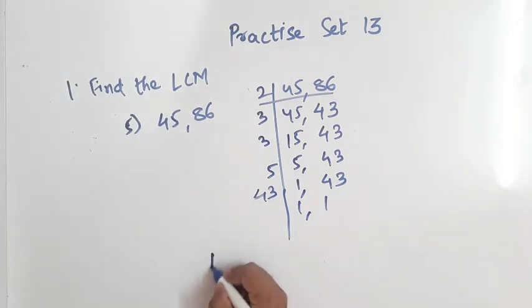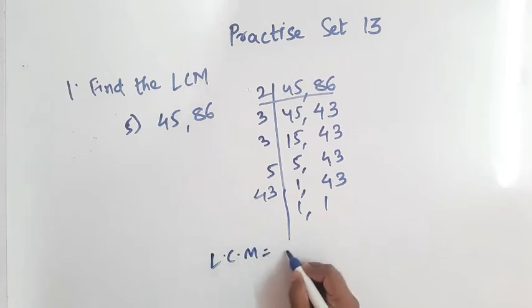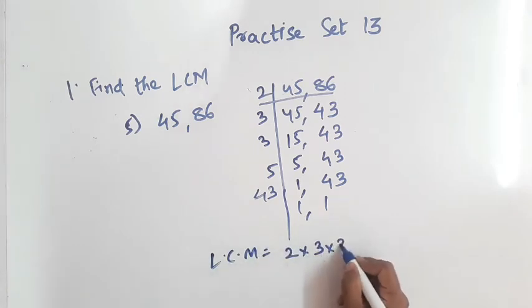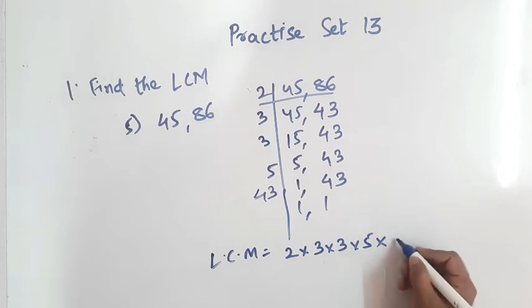Okay, so our LCM is 2 into 3 into 3 into 5 into 43.